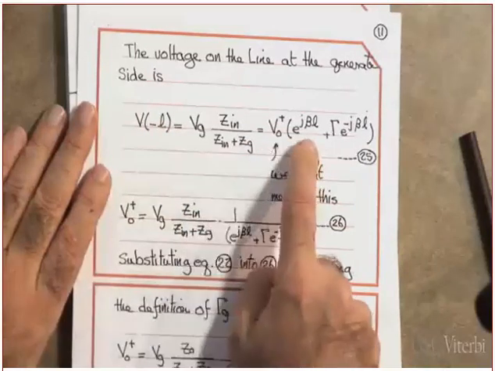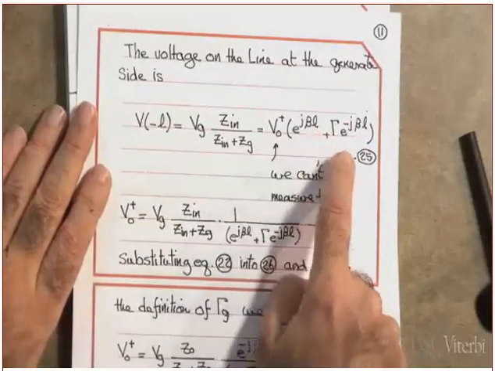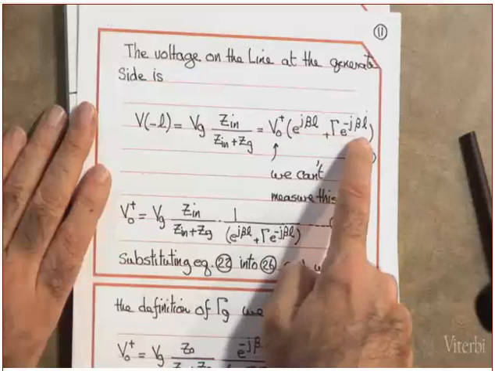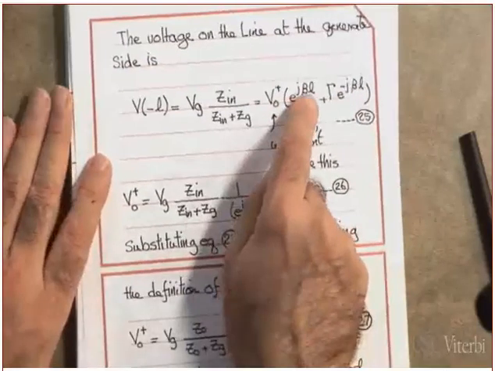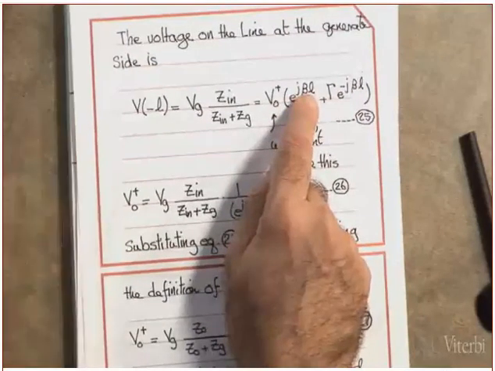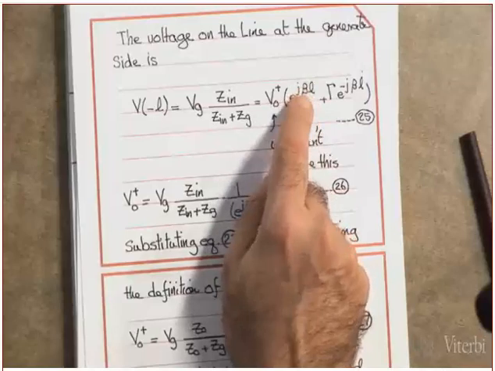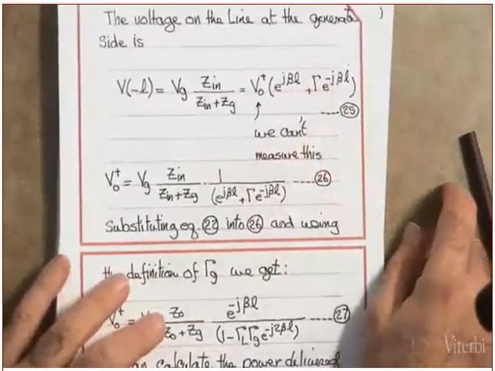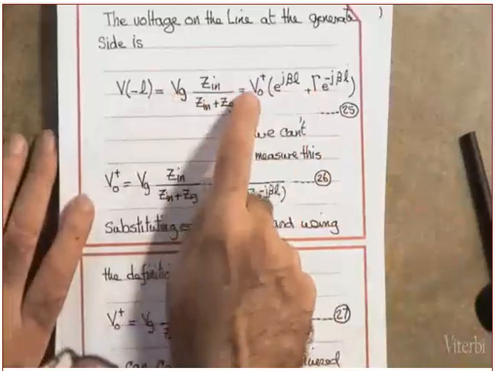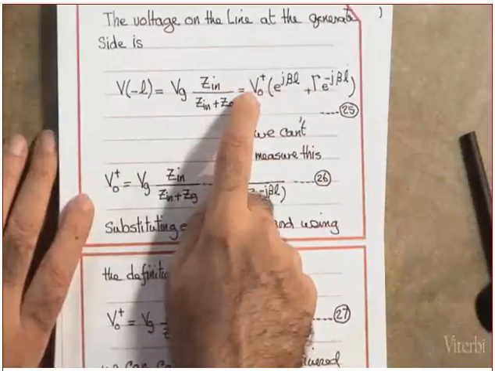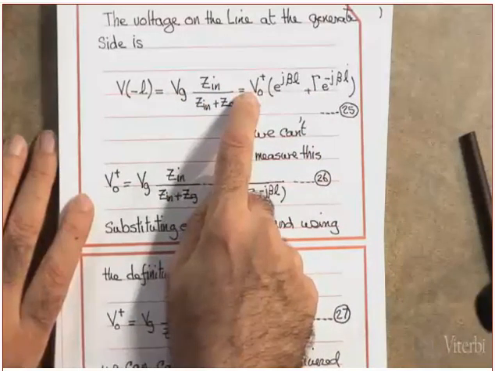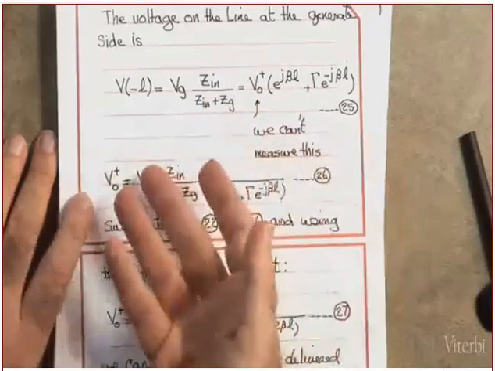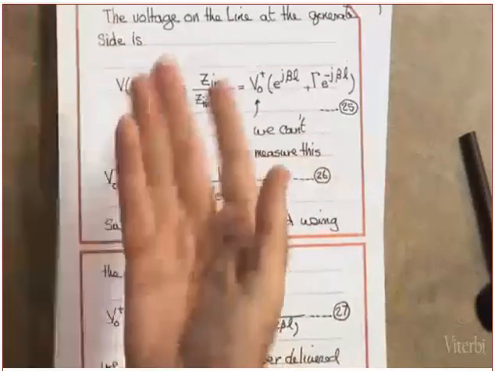But what is it also equal to? V0 plus times e to the j beta L, e to the gamma, e to the minus j beta L. Question, how come this one became positive? It's because of minus L. I'm substituting minus L. This one becomes positive, this one becomes the negative exponent. From this equation, what am I going to get rid of? I'm going to get rid of V0 plus. Why do I want to get rid of the V0 plus? Because I don't have access to it.